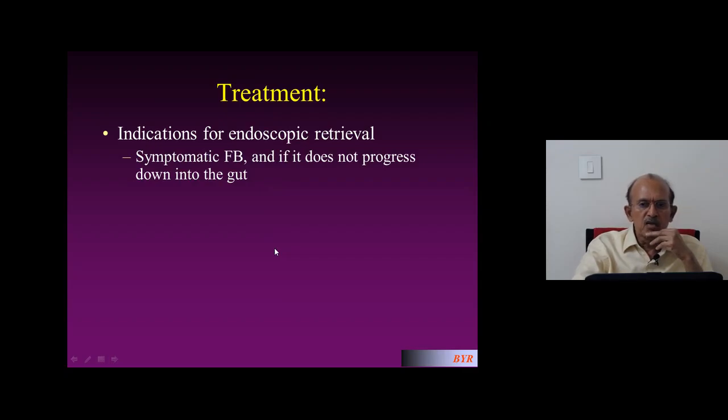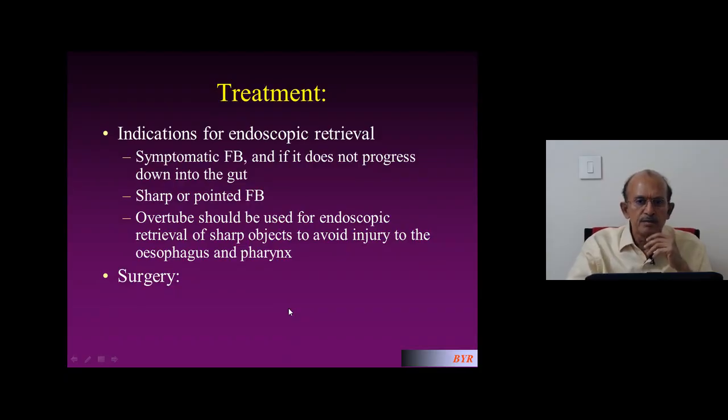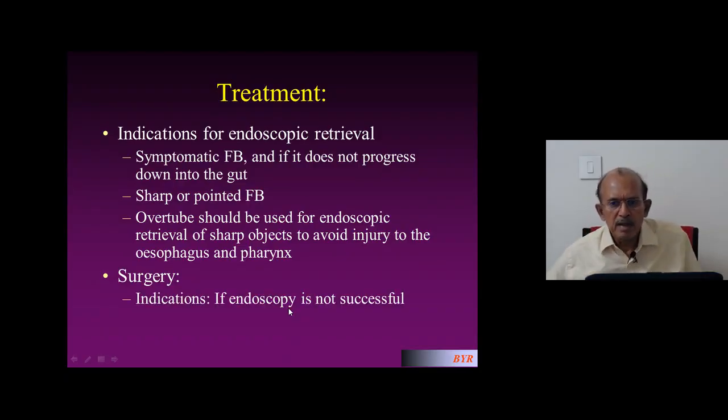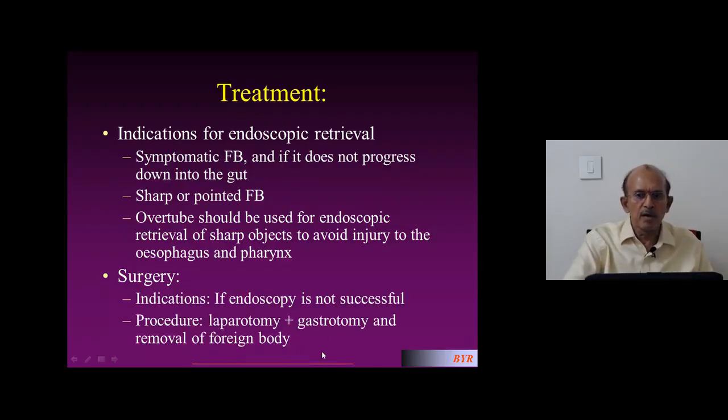What are the indications for endoscopic retrieval? Symptomatic foreign bodies, and if it does not progress down into the gut. Sharp or pointed foreign bodies. An overtube should be used for endoscopic retrieval of sharp objects to avoid injury to the esophagus and pharynx. In the next slide I will show you. If endoscopy is not successful, then you can do surgery and remove the foreign body: laparotomy plus gastrotomy and removal of the foreign body.